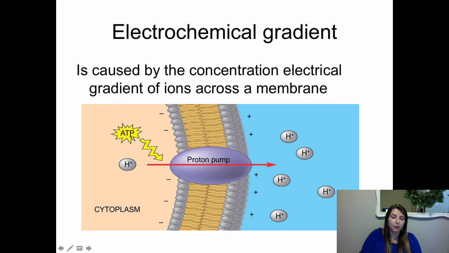So we're going to have to use ATP to actively push this positive proton through this proton pump outside to the extracellular fluid.